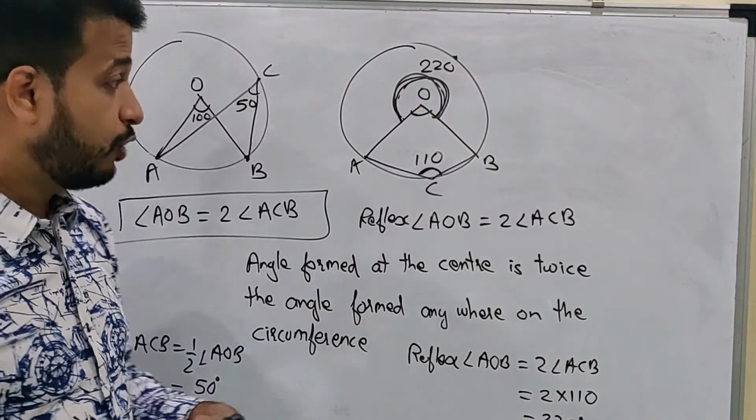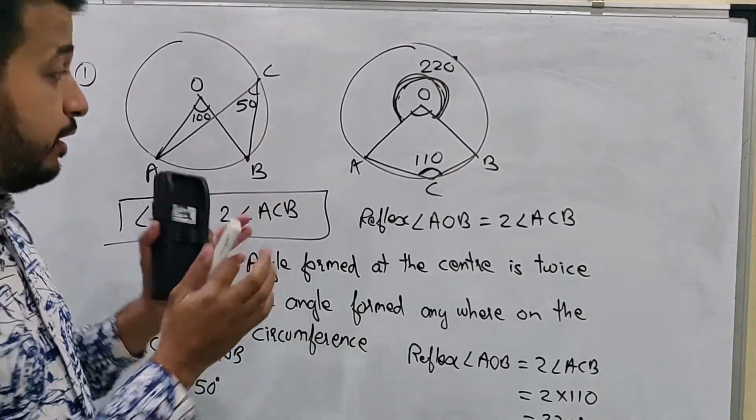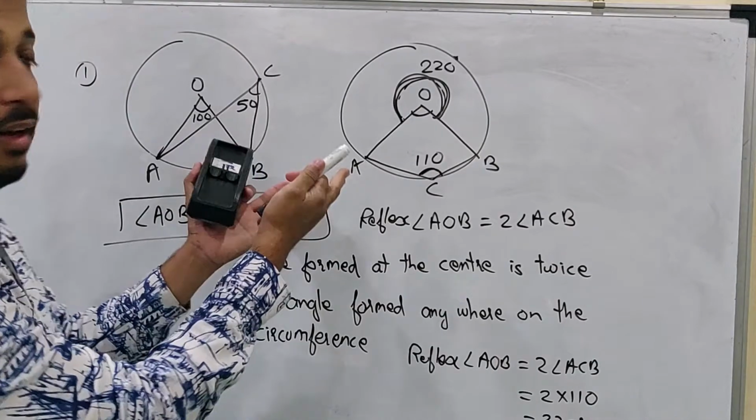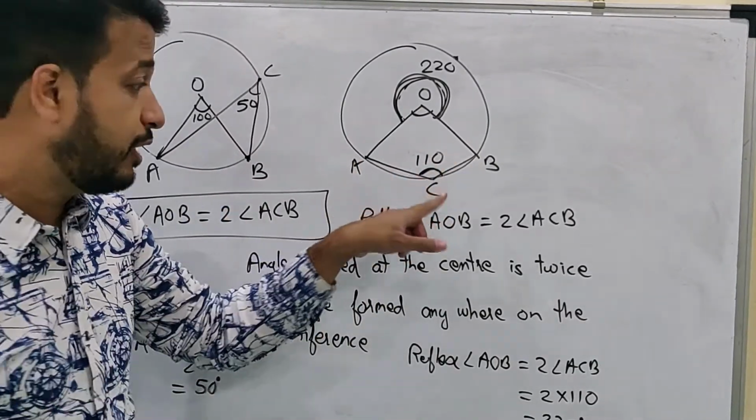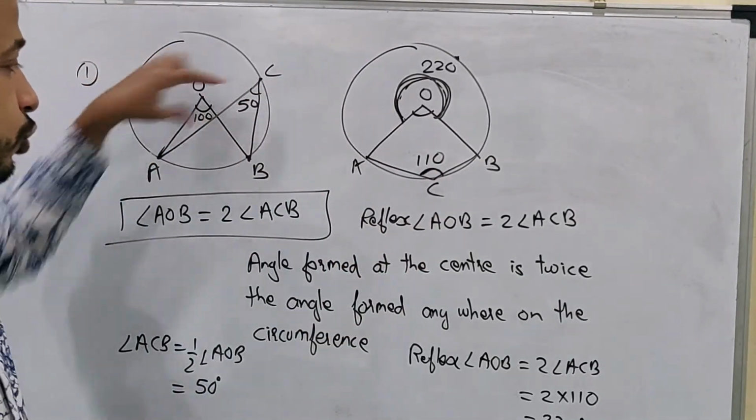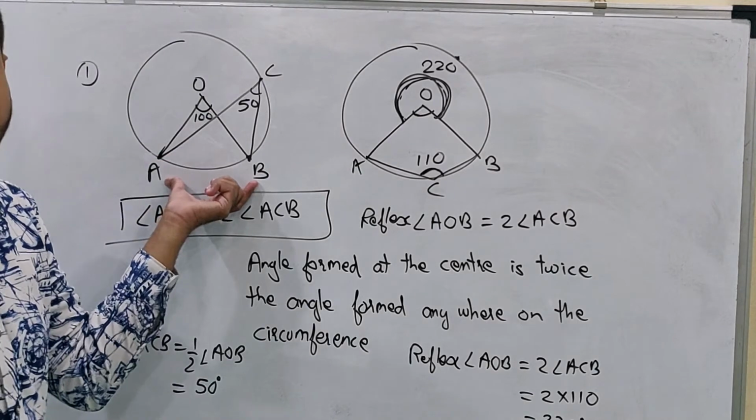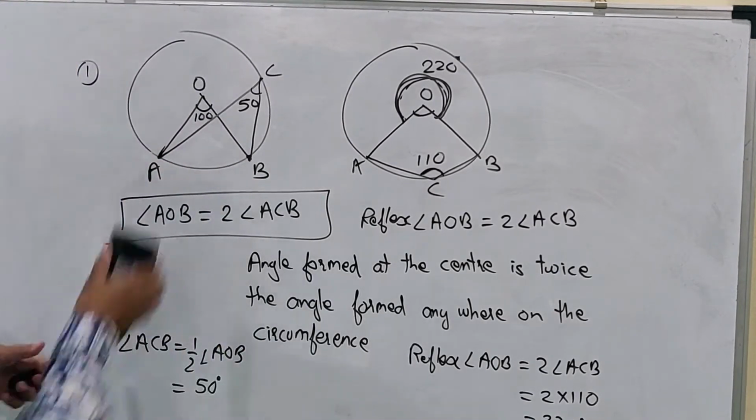Right, friends? Okay. So students, this property is very important. Understand clearly what is my angle at the center and where will be my other angle. The other angle should be touching the circumference compulsorily, and both the angles should be formed by the same segment. That is very, very important. Okay. Let's learn the next property.